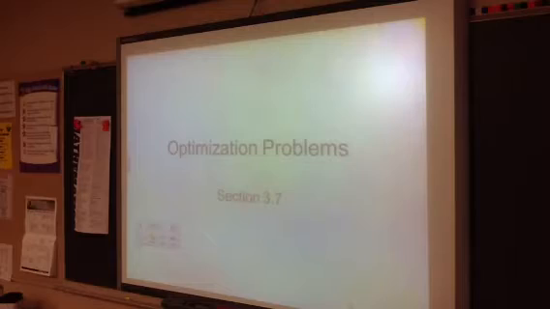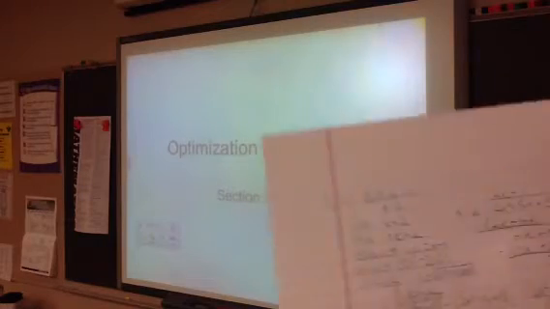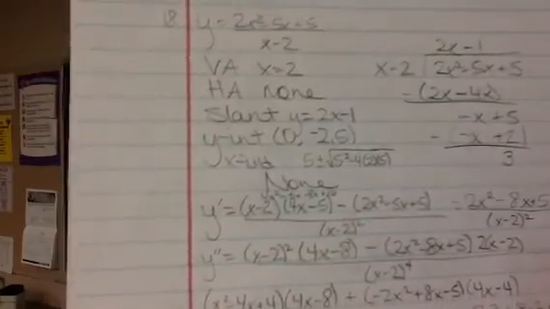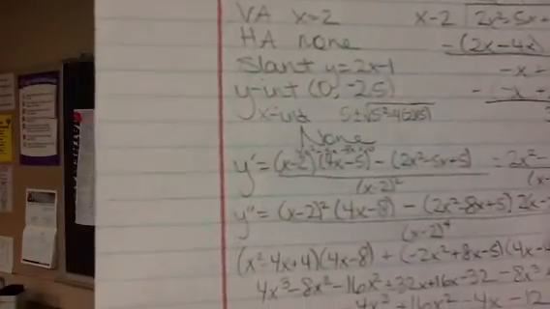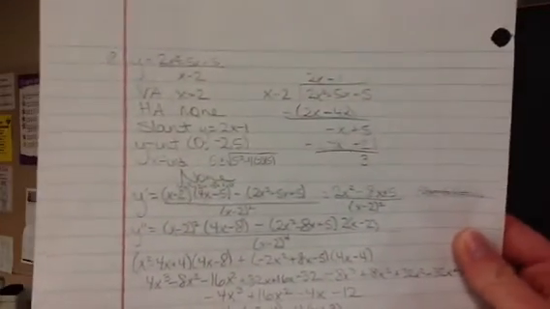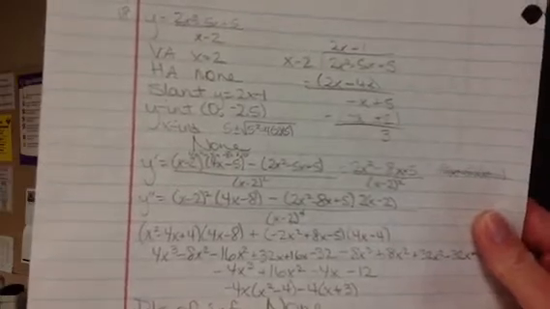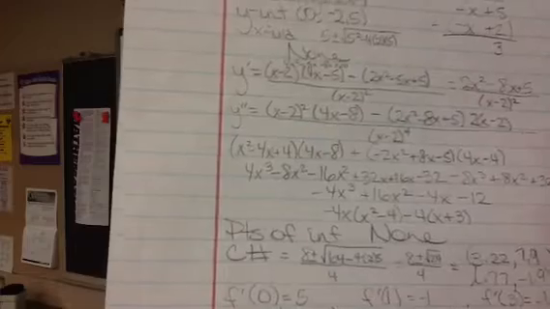Number 18, we got a vertical asymptote at x equals 2, a horizontal none, slant y equals 2x minus 1, y-intercept (0, negative 2.5), x-intercept none. First derivative, (2x squared minus 8x plus 5) over (x minus 2) quantity squared. Second derivative looks like I got negative 4x cubed plus 16x squared minus 4x minus 12 over (x minus 2) to the fourth. Points of inflection, none.